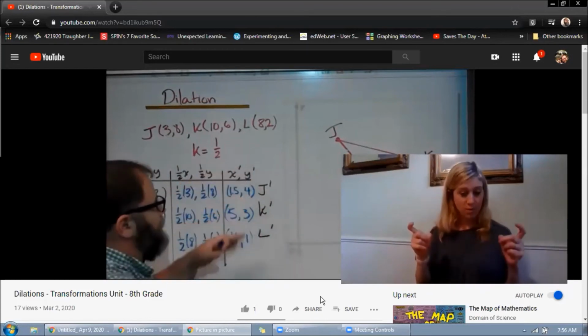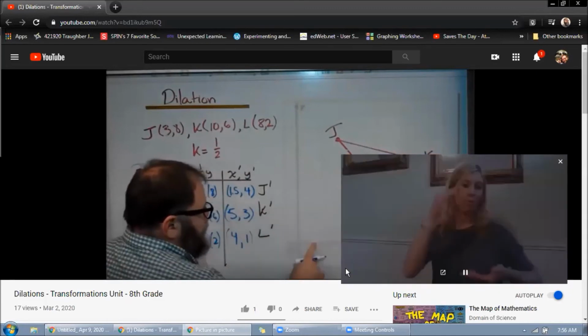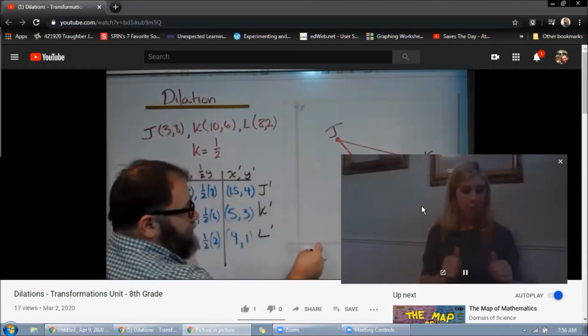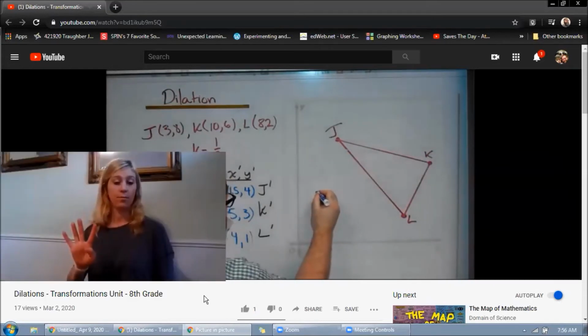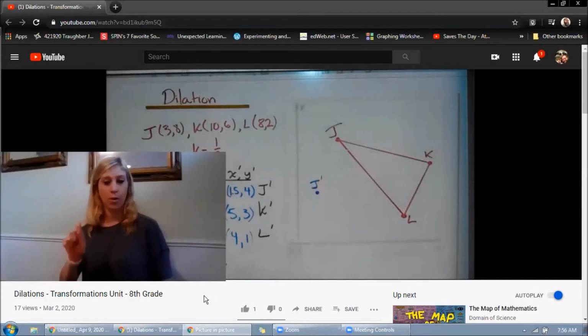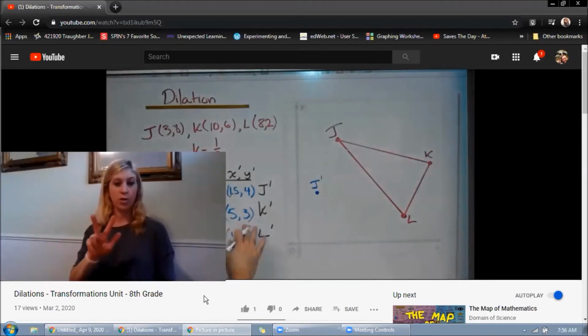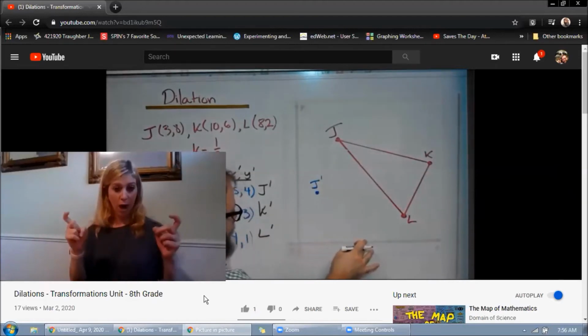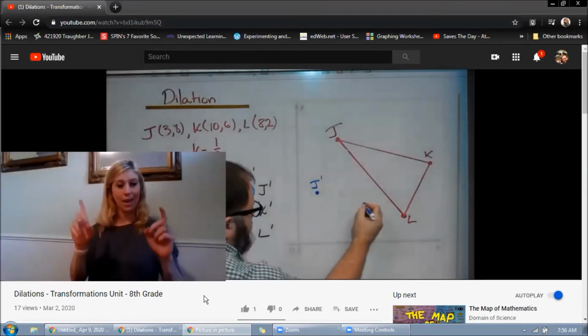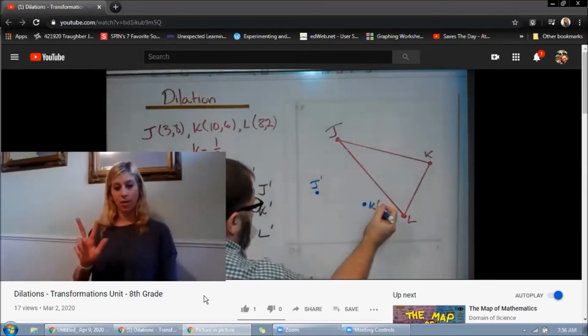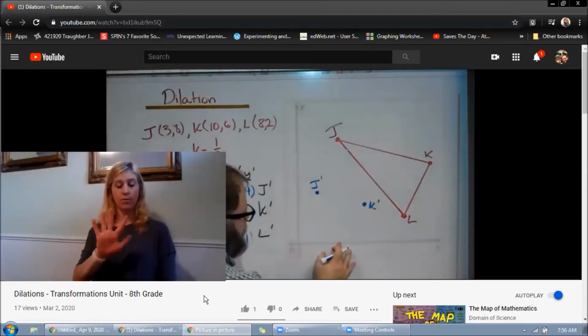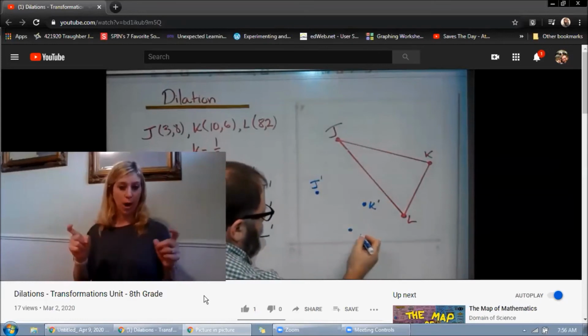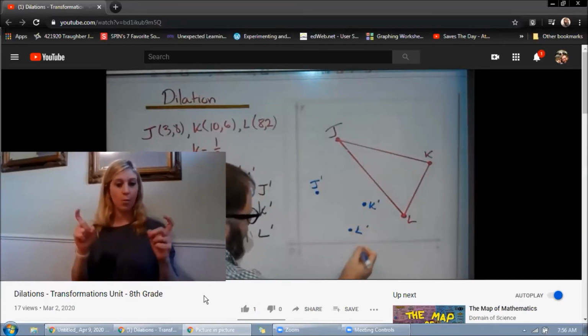So let's graph it. So I've got 1.5, 4. So here's 1, and then halfway would be 0.5. And then 4: 1, 2, 3, 4. Here is J prime. K prime, 5, 3: 1, 2, 3, 4, 5, then 1, 2, 3. There's K prime. Then L prime: 1, 2, 3, 4, up 1, and there's L prime.